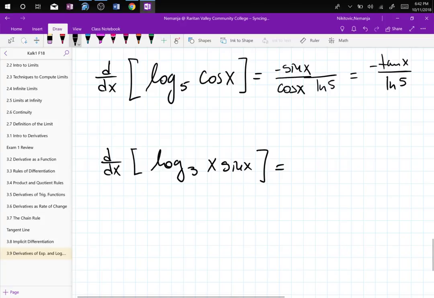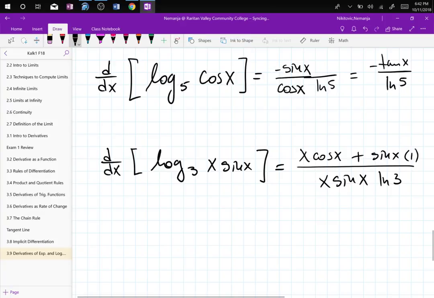So we have our x sine x ln 3 in the denominator. And then the product rule. Copy the first, derivative of the second, plus copy the second, derivative of the first. There's nothing really you can simplify there. And technically that's it.